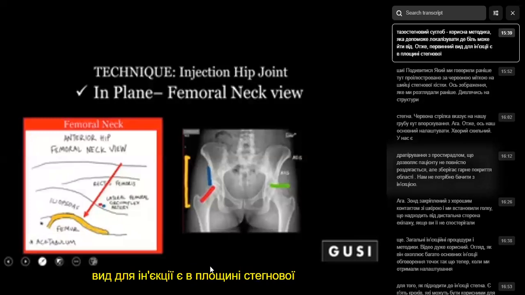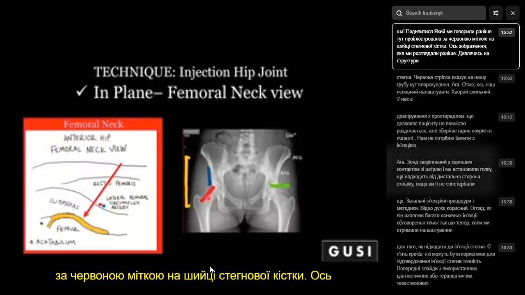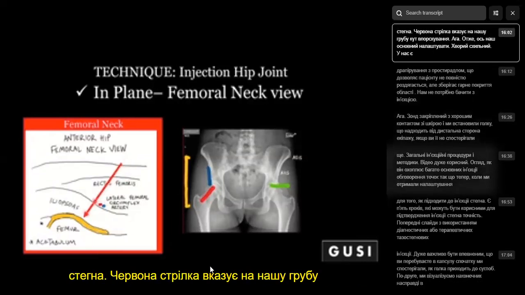So the primary view for doing an injection is the in-plane femoral neck view, which we talked about earlier, illustrated here by the red mark on the femoral neck. Here's the image we covered earlier, looking at the structures of the hip. The red arrow indicates our rough angle of injection.